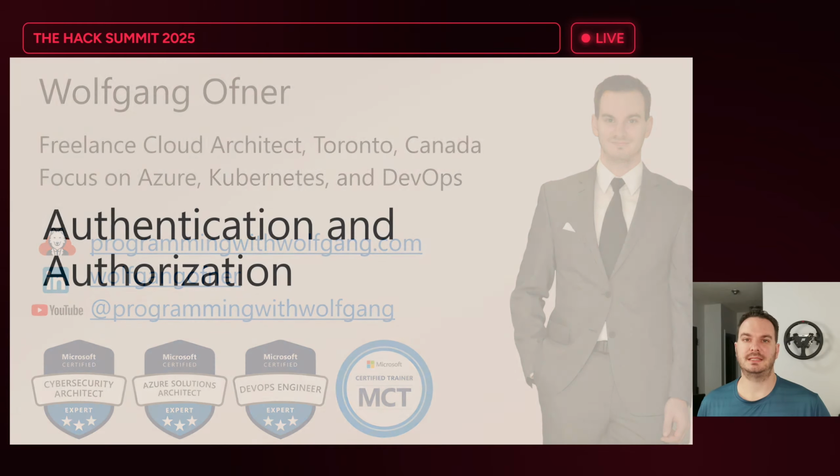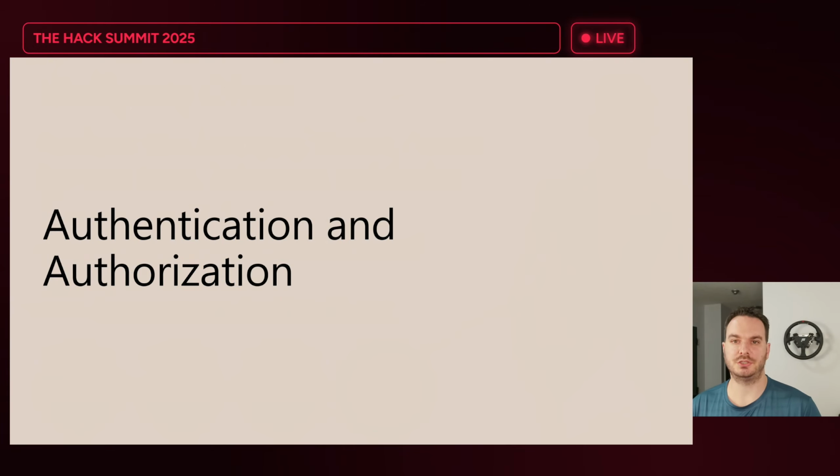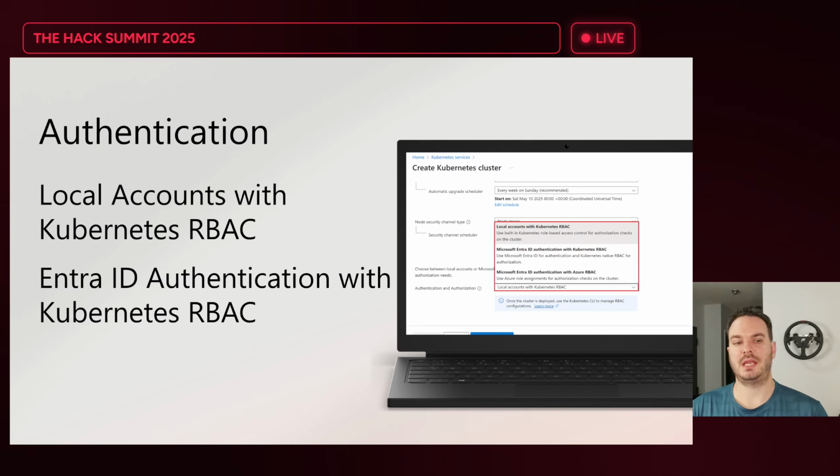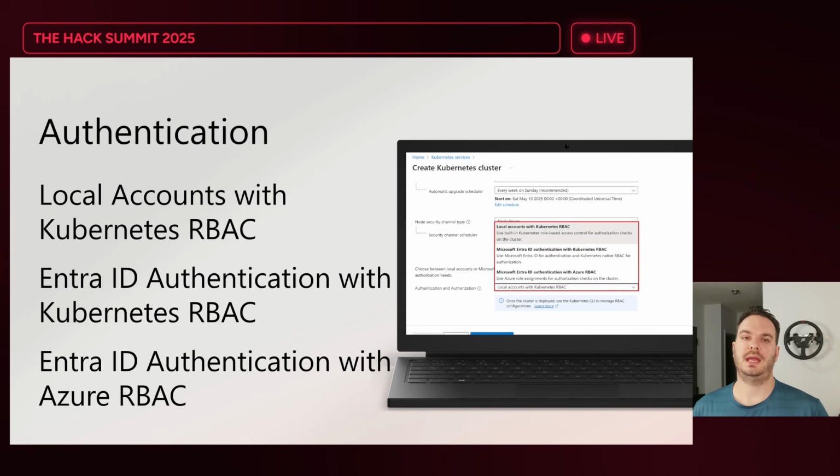With this said, now let's get started with the first topic, and that's the authentication and authorization. In Azure with AKS, we have three different authentication modes. So the first one is called local accounts with Kubernetes RBAC. The second one is Entra ID authentication with Kubernetes RBAC. And the third one is Entra ID authentication with Azure RBAC. So if you take anything from the session today, remember that local accounts with Kubernetes RBAC is the default option, but it's also the most insecure one, and the best one would be Entra ID authentication with Azure RBAC.